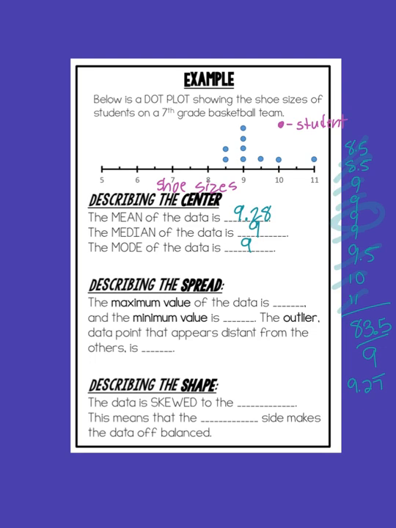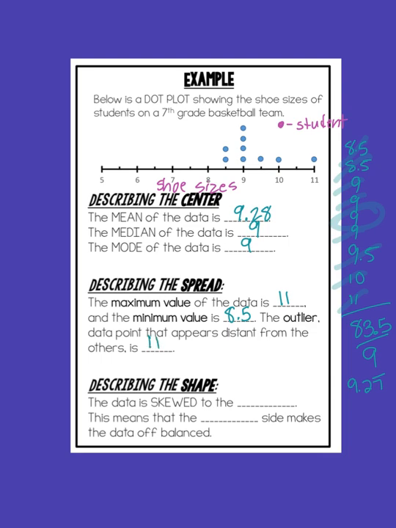So now I've described the center, I'm going to describe the spread. So it looks like the maximum value is 11, and what's my minimum value? 8 and 5/10, 8.5. And are there any outliers? Well, it looks like there is kind of an outlier, just one further away, and that's 11.